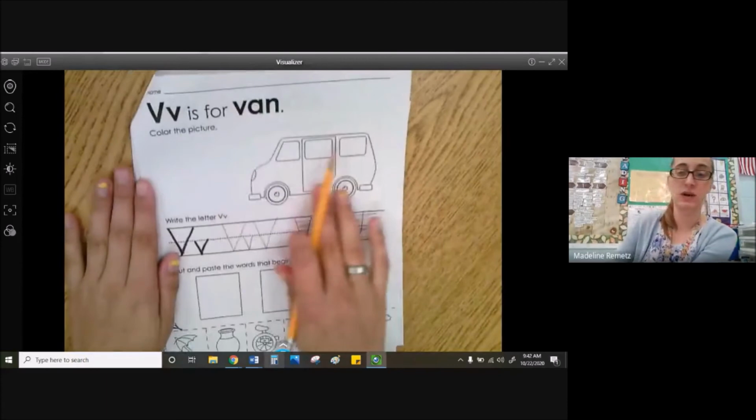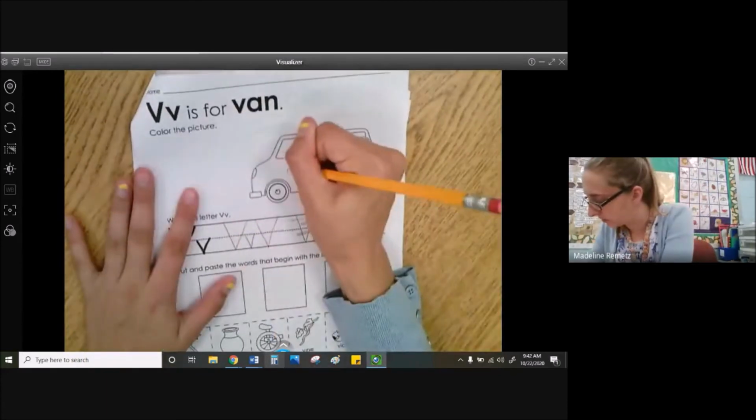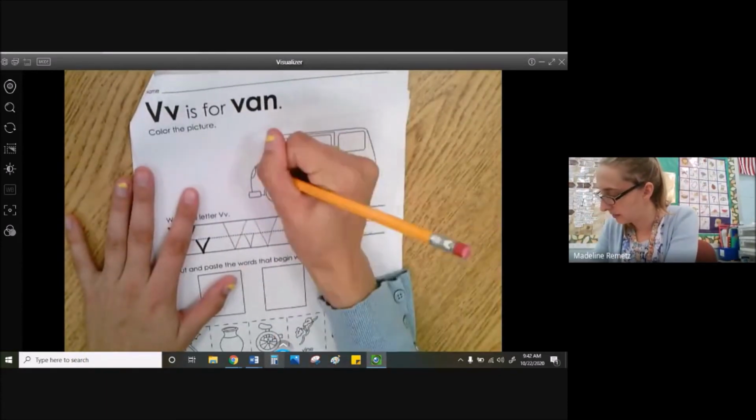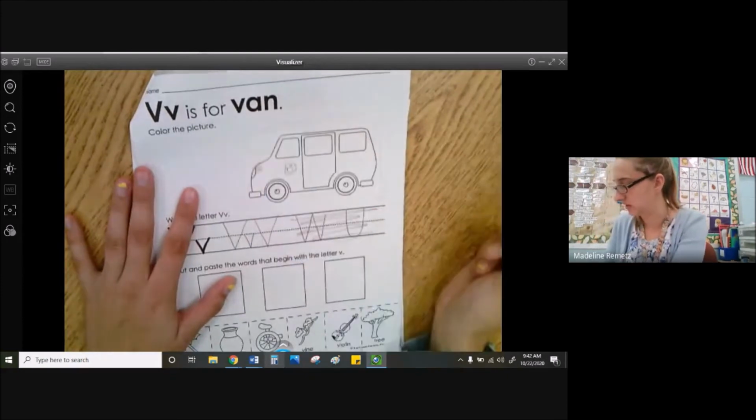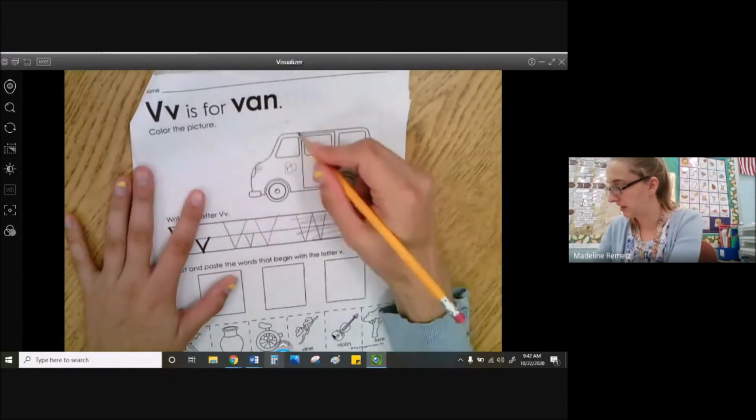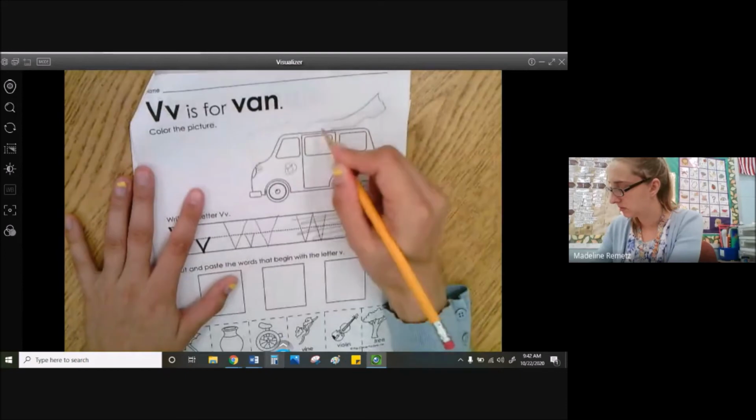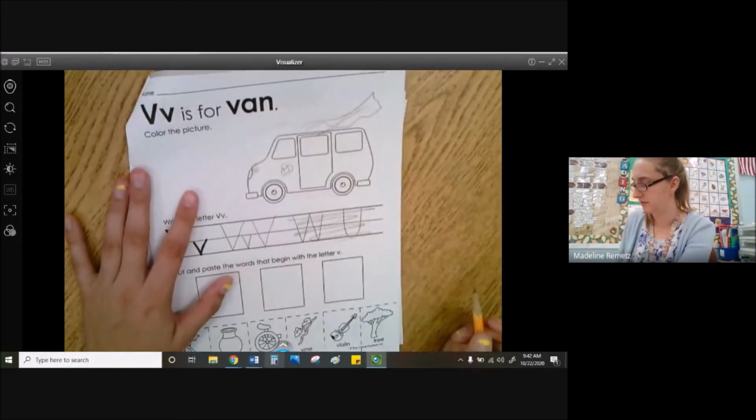I can't wait to see what kind of van you have. Mine will have flowers on it. And maybe I'll give it eyelashes. I know a lot of people like to do that. And maybe I'll give it a cape. It's a superhero van. How fun.